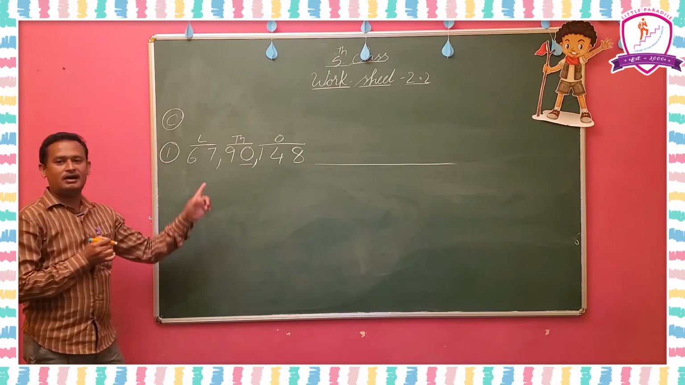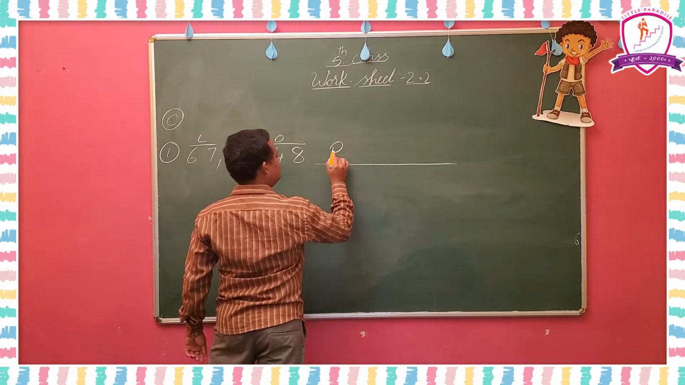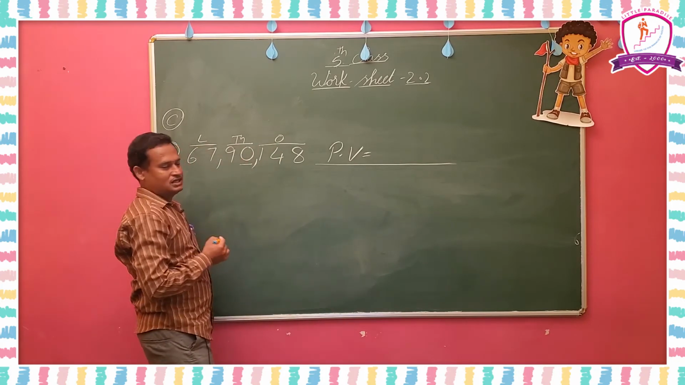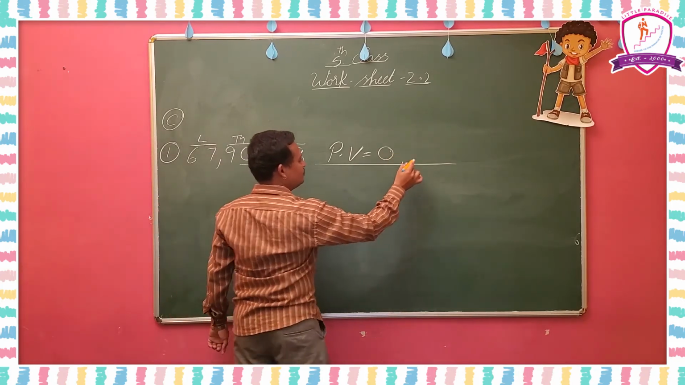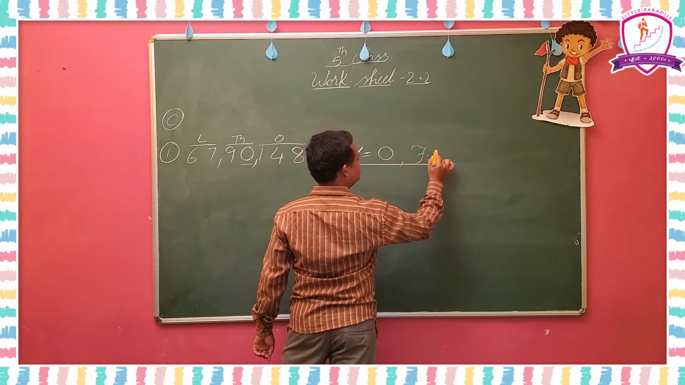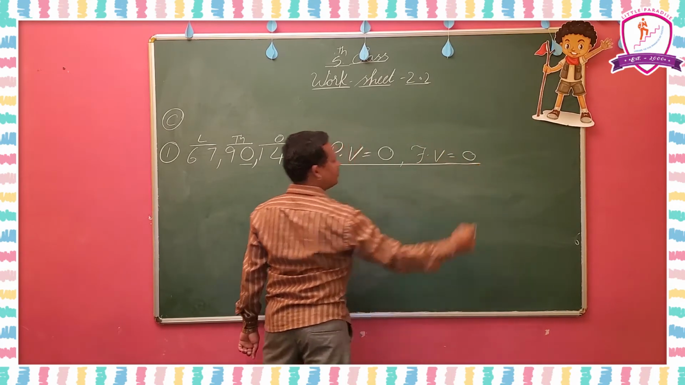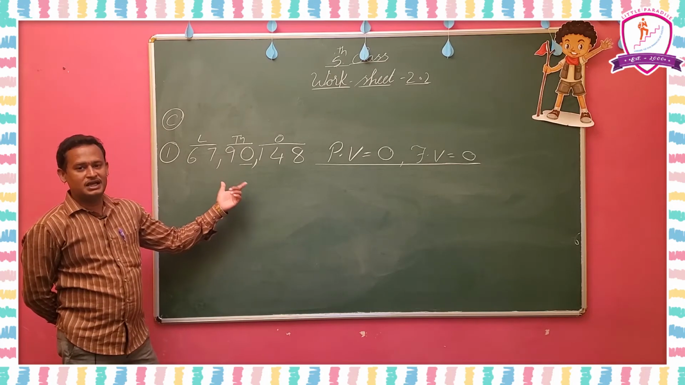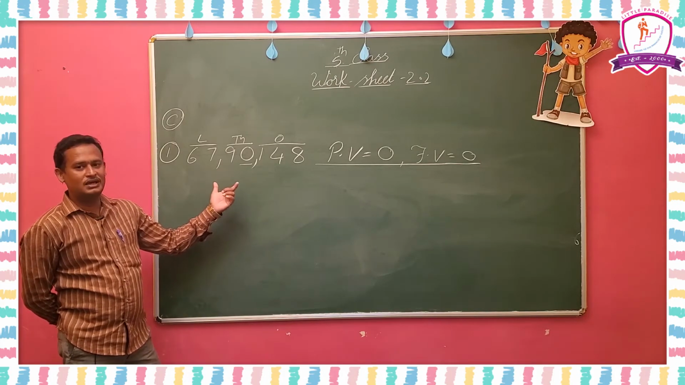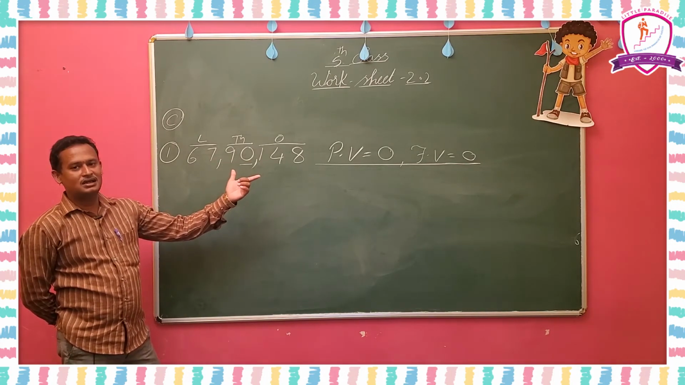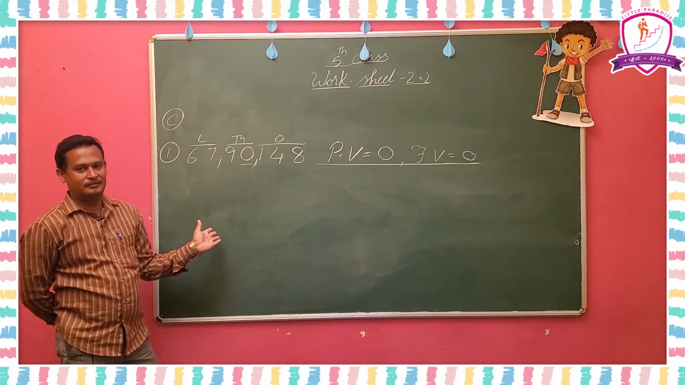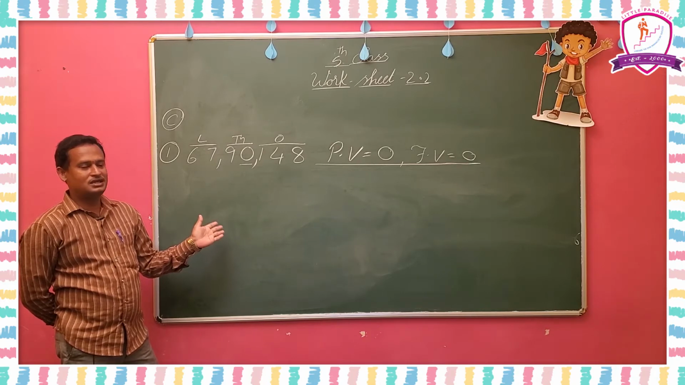So what is the underlined digit here? 0. I have underlined 0. So for place value, meaning PV, you have to write here PV is equal to. The place value of that 0 is 0 only. The face value of that 0 is also 0 only. So if we are going to find the place value and face value of 0, then 0 will be the answer. There is no change in the place value and face value if it is 0. Understood?